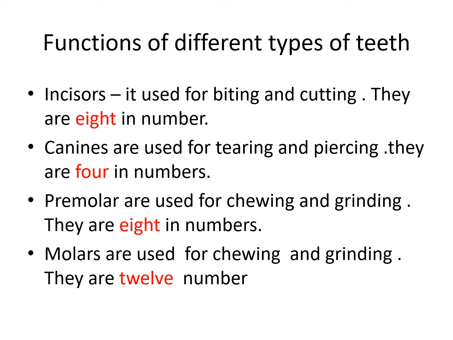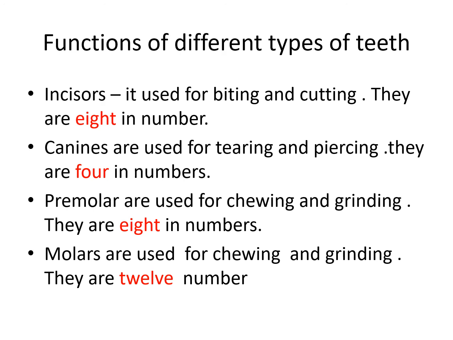We have another function, of molars. We said that molars are the last teeth. They are also used for chewing and grinding. We said that molars have 3 roots, and if you look at their tops, they are uneven. And you realize that they have the same function as premolars, so they are also used for chewing and grinding. For molars, in number, there are 12.